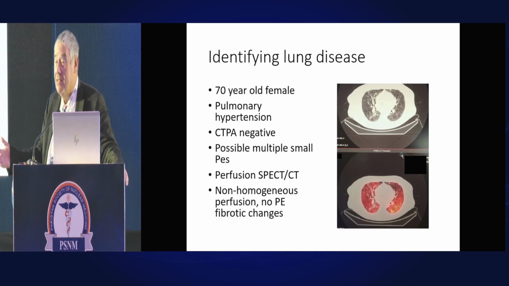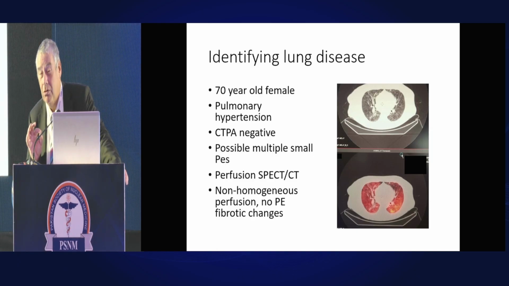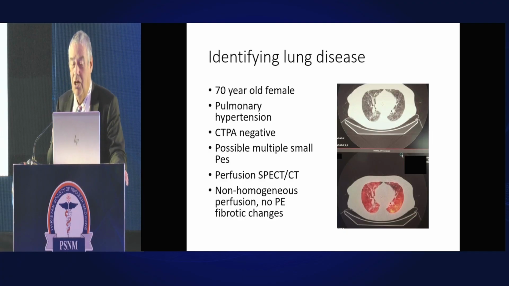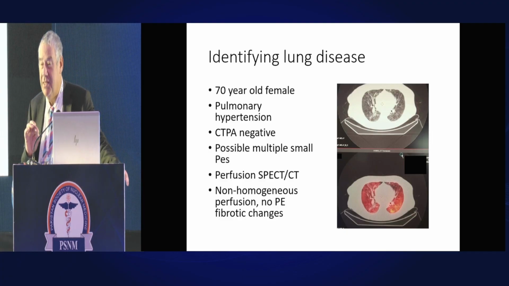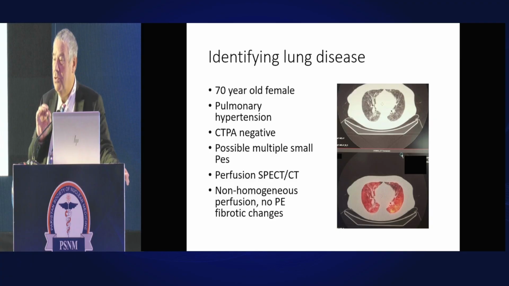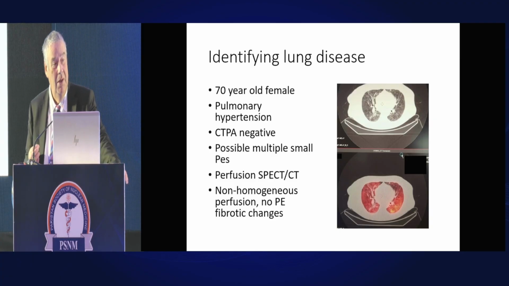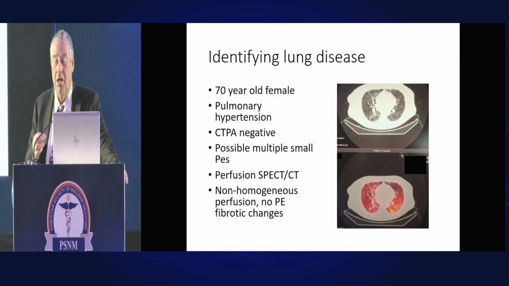On other times, you have patients which are difficult. So this is a 70-year-old female patient with a history of pulmonary hypertension. One of the causes of pulmonary hypertension is chronic repeat pulmonary emboli. Now, this patient had a CTPA that was negative, but they weren't happy and they wanted to know if there were peripheral perfusion defects. So we did a perfusion SPECT-CT.